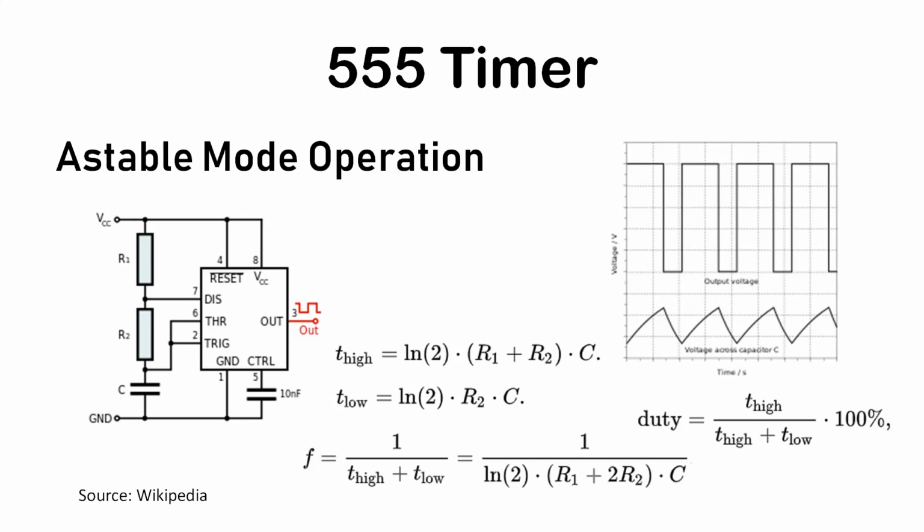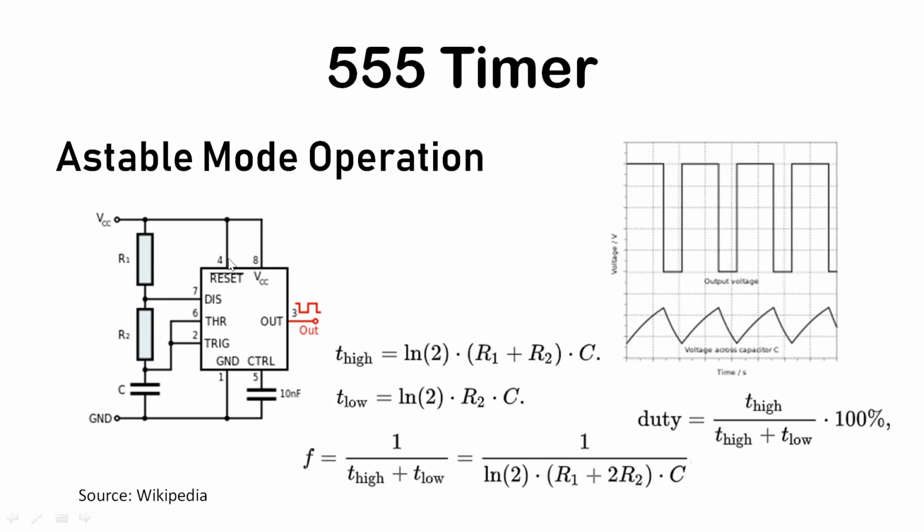Here you can see this is the astable circuit configuration. We are using 2 resistors, R1 and R2, and 1 capacitor, C. You have to connect the circuit in this way. R1 is connected from VCC to pin number 7, and R2 is connected between pin number 7 and pin number 6. Pins 2 and 6 are shorted. This capacitor is the charging and discharging capacitor. It is connected between pin number 2 and ground. Pin number 1 is the ground pin, directly connected to ground.